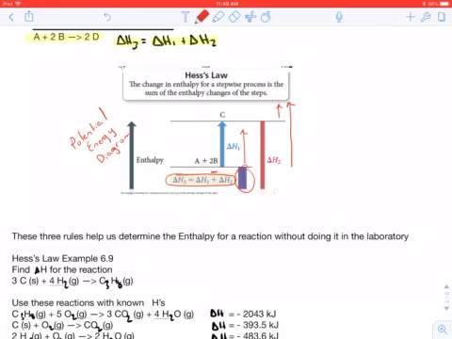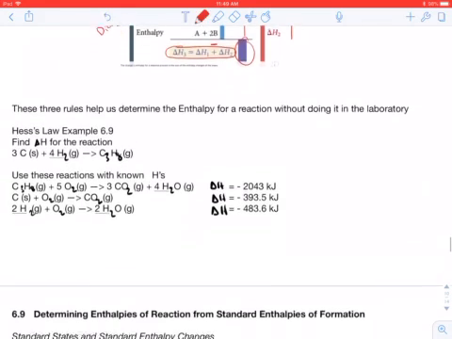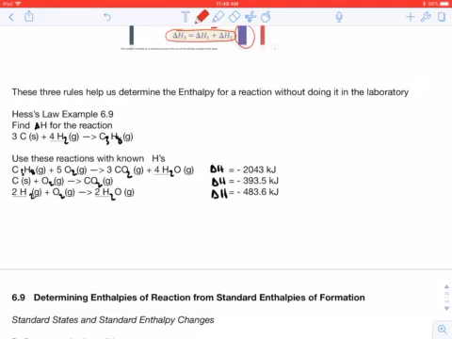All right, so let's see if we can't put this into practice. So here's our example, Hess's Law example 6.9. Our goal is to find the delta H for this reaction here: 3C plus 4H2 gives us C3H8. And we're going to manipulate these equations right here to get to this equation up here. So let's jump right in.